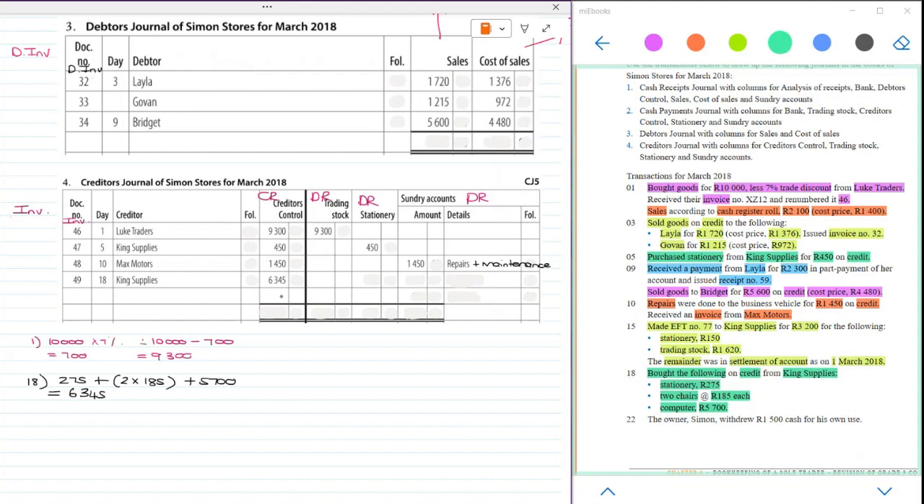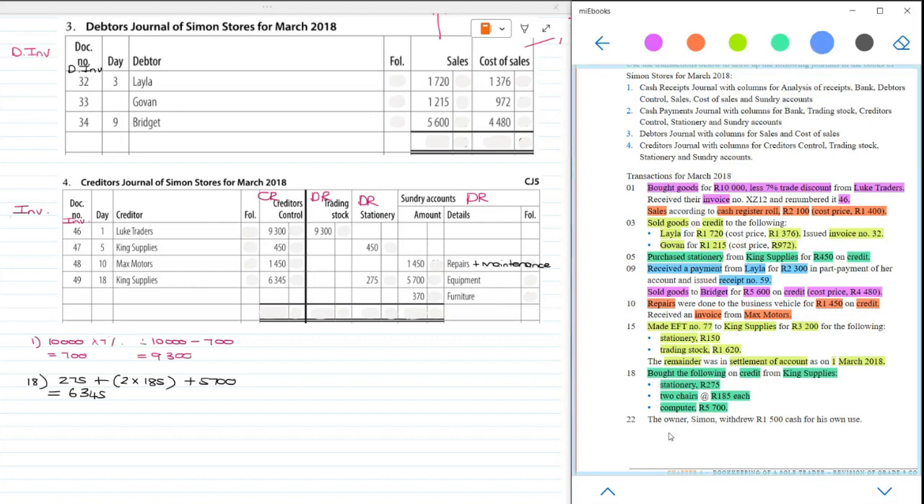For the rest of the columns, we now show what we bought. We bought 275 stationery, so we have a stationery column, 275. Then we bought 2 chairs, so very important, 2 times 185. So in my sundry account, 370, and that is for my furniture. 5,700 was a computer. So in my sundry, 5,700, and computers are always classified as equipment.